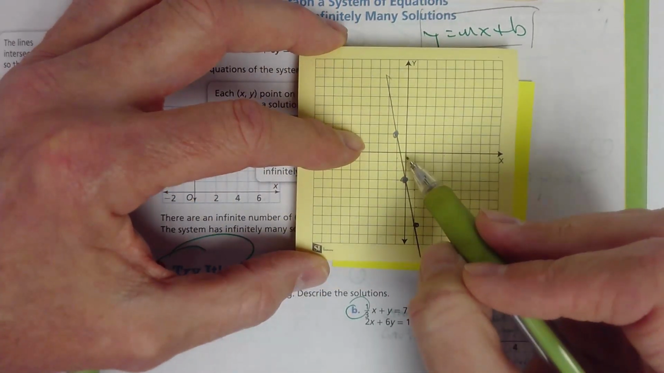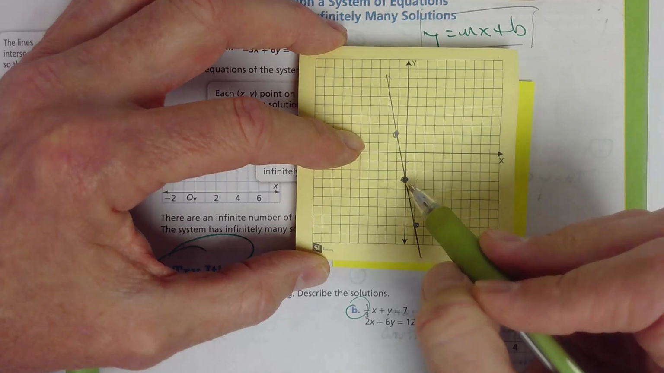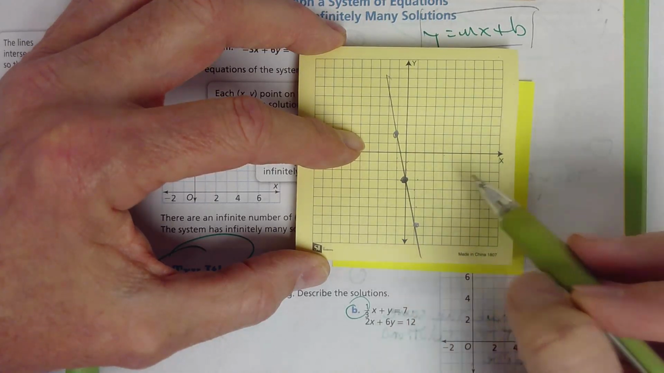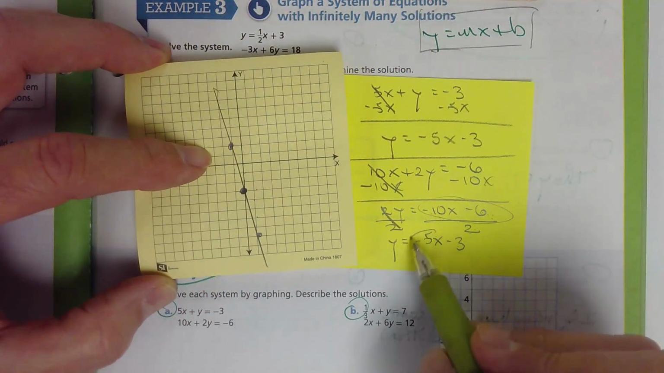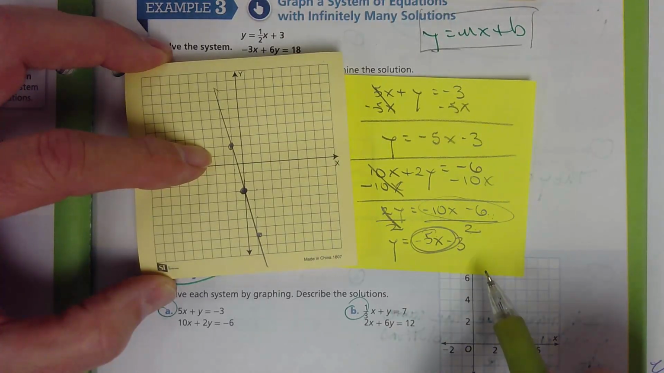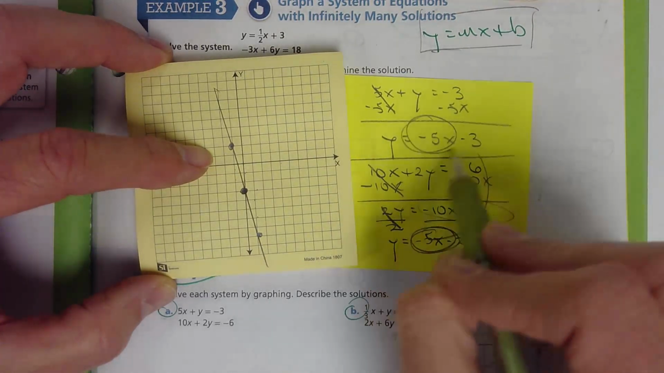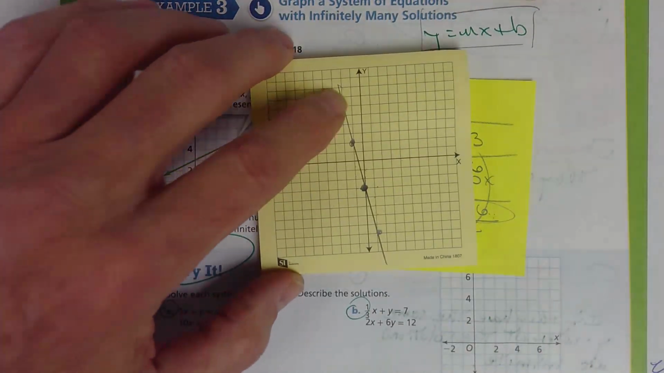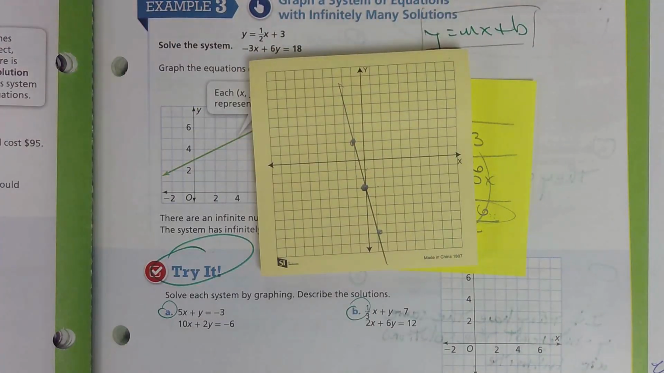So minus 1, 2, 3. So it's the same starting point. And what's the slope? -5x. What was it up above? -5x. What do we have here? The same. The same line.